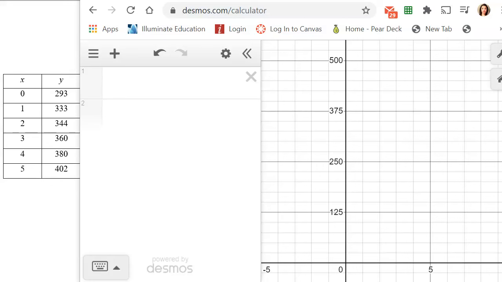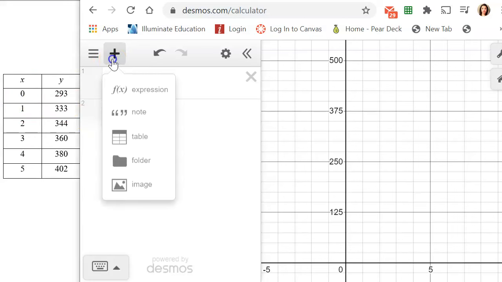Okay, so today I'm going to show you how to use the DESMOS calculator online to take a set of data here and enter it into DESMOS in a table of values, and then write a regression equation that will model that data.